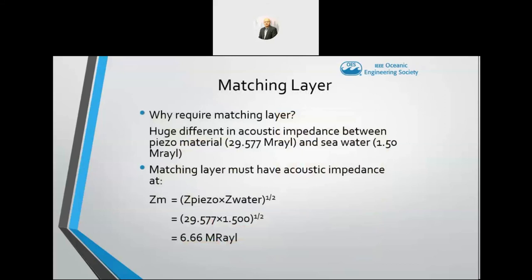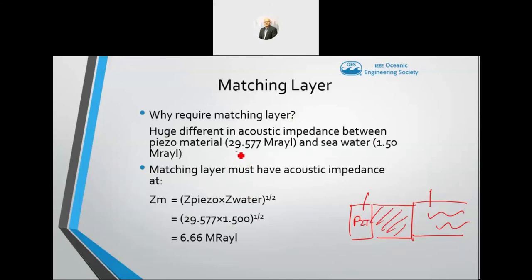So next, matching layers. Why do we need a matching layer? Now we have our PZT material, and we have our water. This is our water, this is our PZT. The acoustic impedance of PZT and water has a big difference, so you might need an additional layer over here before you can transmit the sound efficiently. This is why a matching layer is very important. In this particular case, we have a huge difference in acoustic impedance between PZT at 30 MRayl and seawater at 1.5 MRayl. By using this equation, the matching layer must have an acoustic impedance of 6.7 MRayl, to be in between PZT and water.